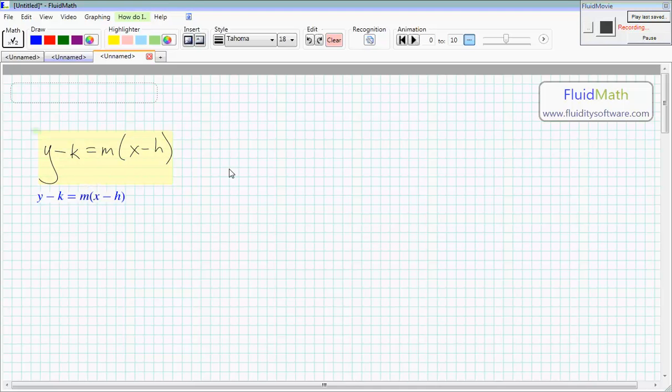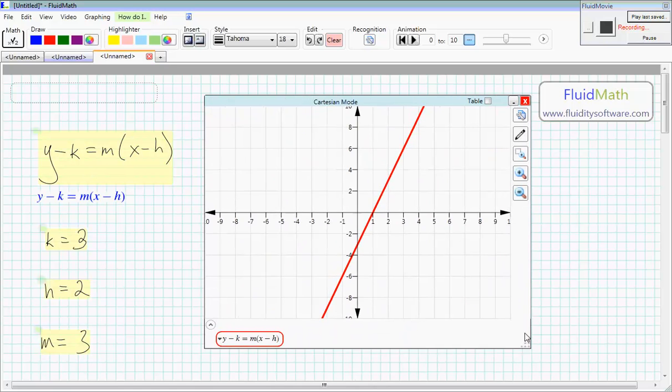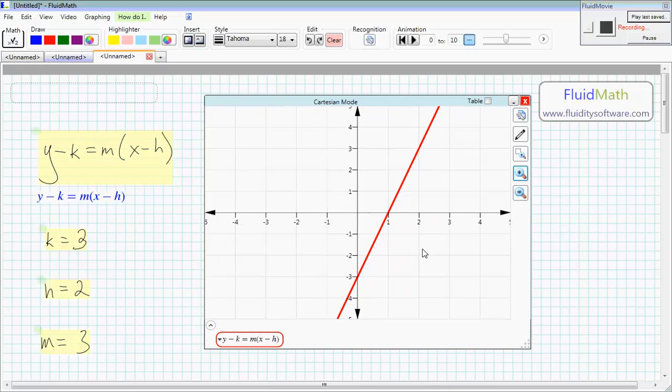So let's just give some values to these, and then we'll see what they mean by looking at the graph. Let's say k is equal to 3, and h is equal to 2, and m is equal to 3. So let's graph this. And what do we see?